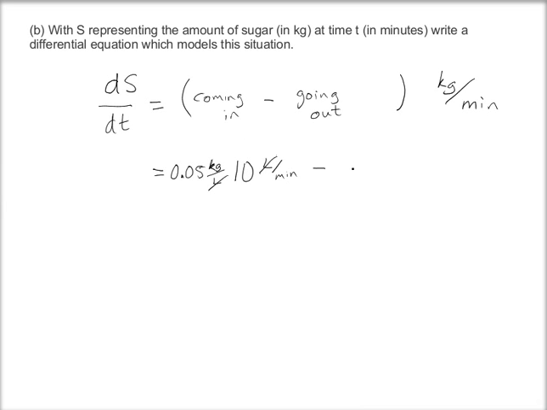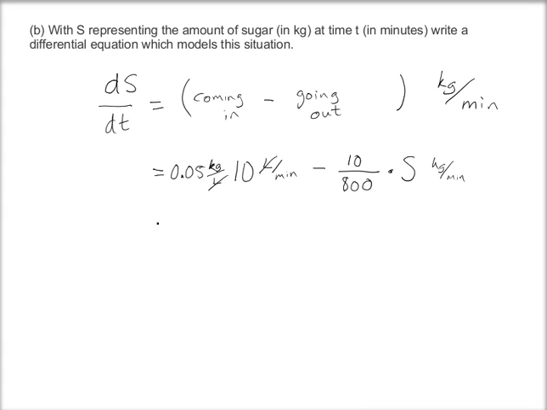Alright, what about going out? Going out, we've got 10 liters being pumped out of the tank every minute, and that's 10 liters out of 800 liters total in the tank. And so the fraction of sugar being pumped out is 10 over 800 times the total amount of sugar in the tank at the time, which is S. And that's also kilograms per minute.